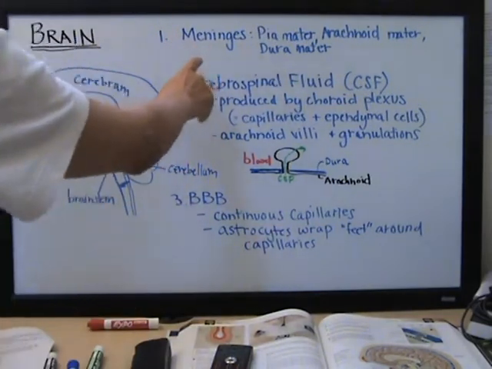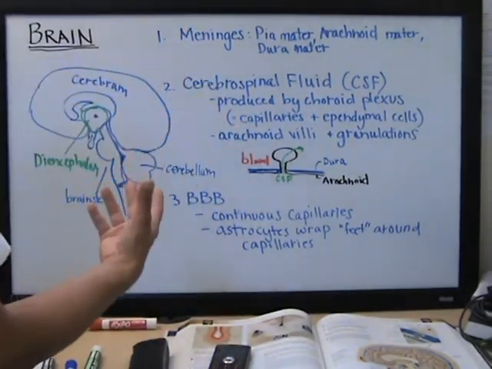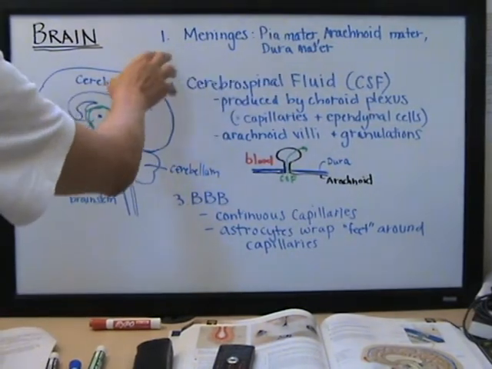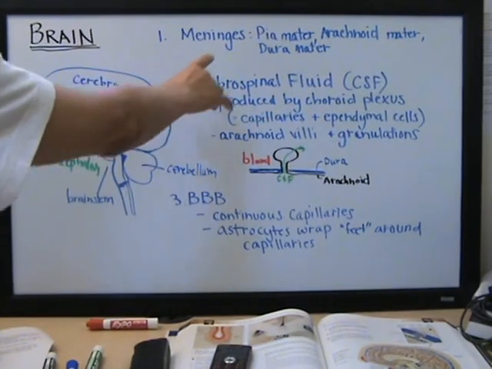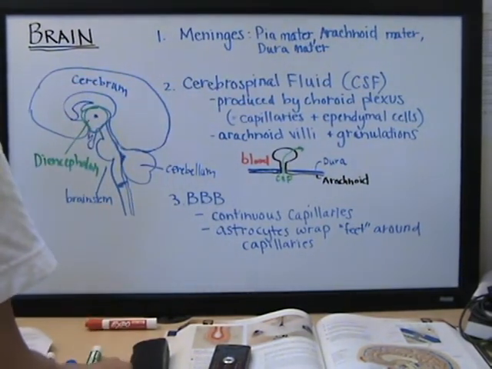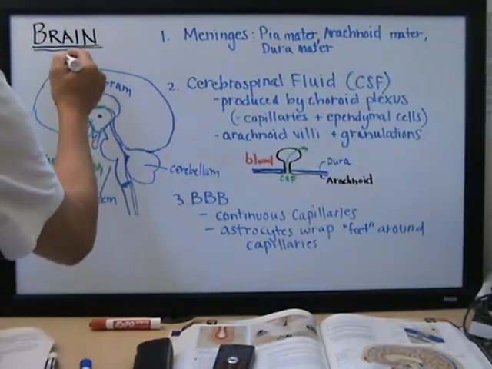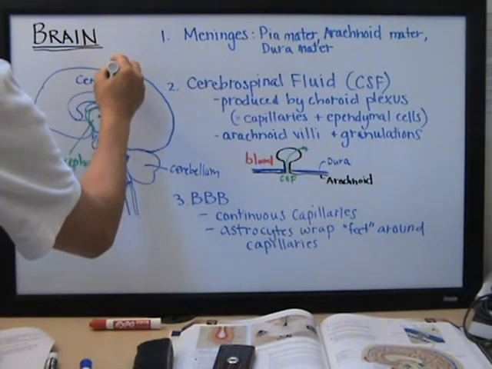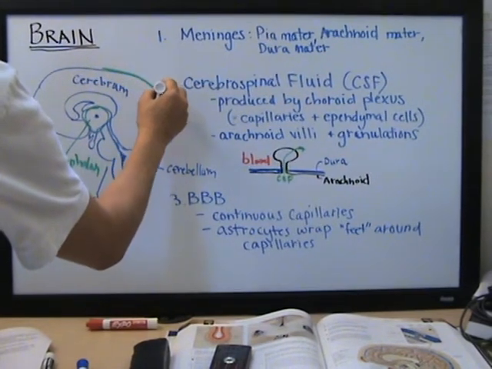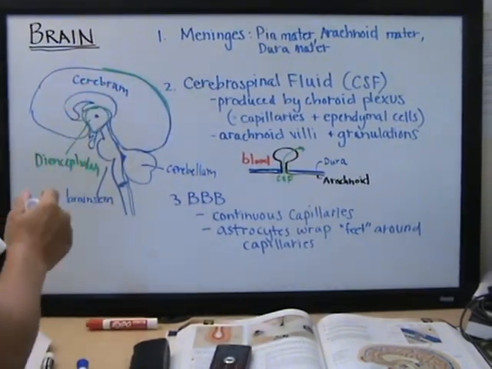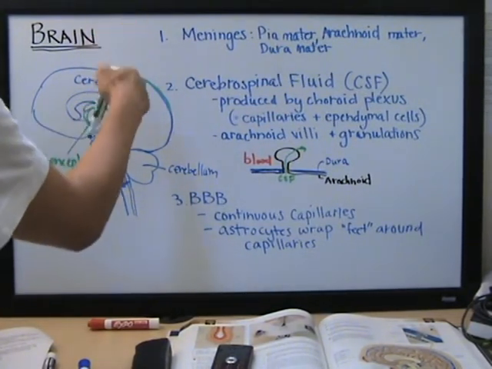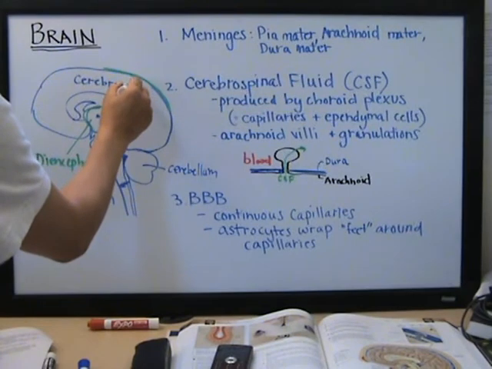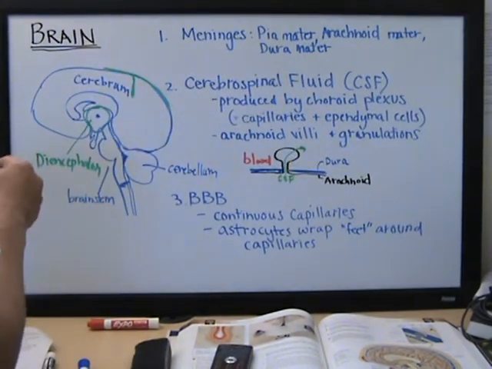Let's take a look at some other support parts of the brain, the meninges. The meninges are the coverings of the brain, and there are three of them. The deepest is the pia mater. The pia mater is a very thin layer that adheres right on the surface of the brain. In fact, the pia mater extends down into the sulci, or the grooves in the brain.